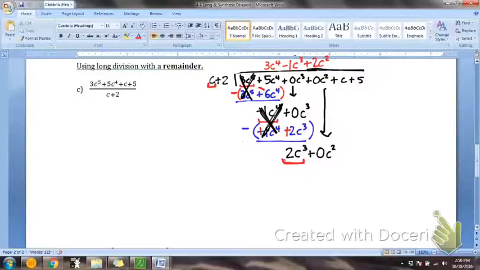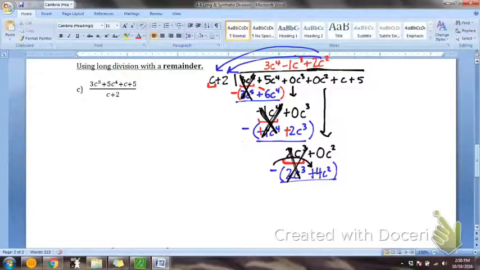Then how do I keep going through the problem? Do you remember? That's when we do the multiplying thing, right? So 2c squared times c gives me 2c cubed. 2c squared times 2, 4c squared. We always subtract. These are going to cancel, but notice if I subtract an addition problem, it really means this one becomes negative. So this should really be negative 4c squared.